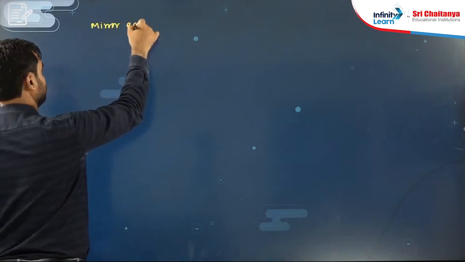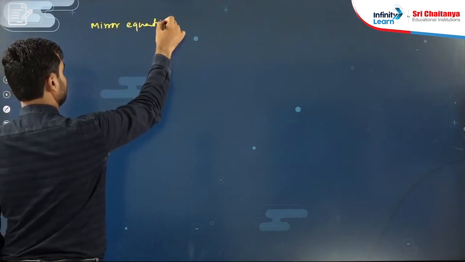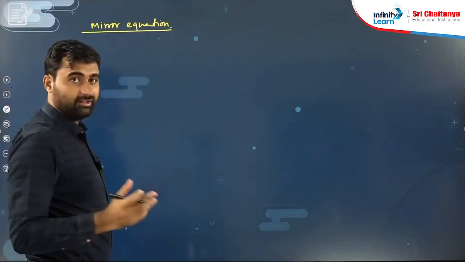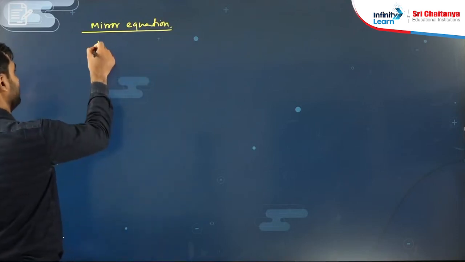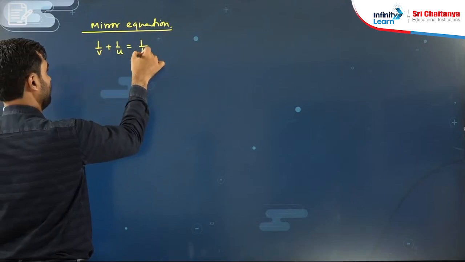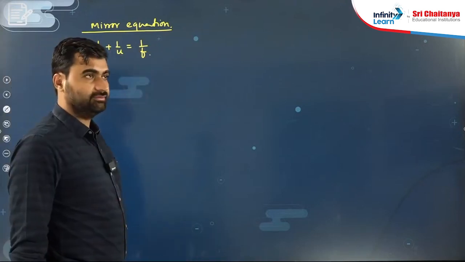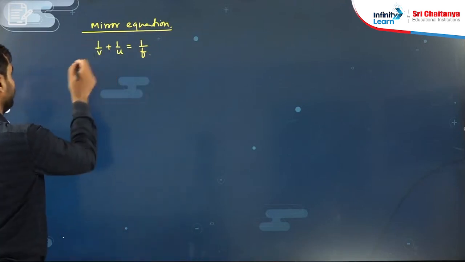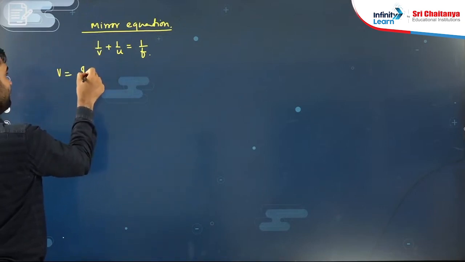Mirror equation. So all of you are aware of it. The mirror formula is 1 by V plus 1 by U equal to 1 by F. You know it. Okay. What is V here? V is the image distance.